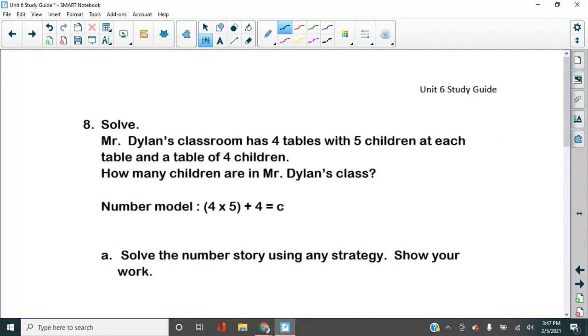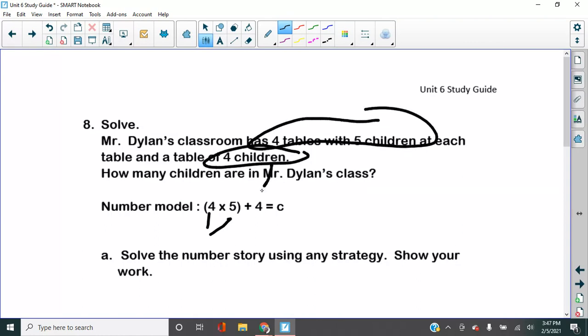Well, look at the number model. First, we're going to take these 4 tables times the 5 kids. That tells us how many kids are at these tables. And then we need to add in these extras here. All right, so take a moment and solve that and tell me what you got. Did you get 24? You should have. If you do 4 times 5, 4 times 5 is 20. Plus 4 more equals 24.